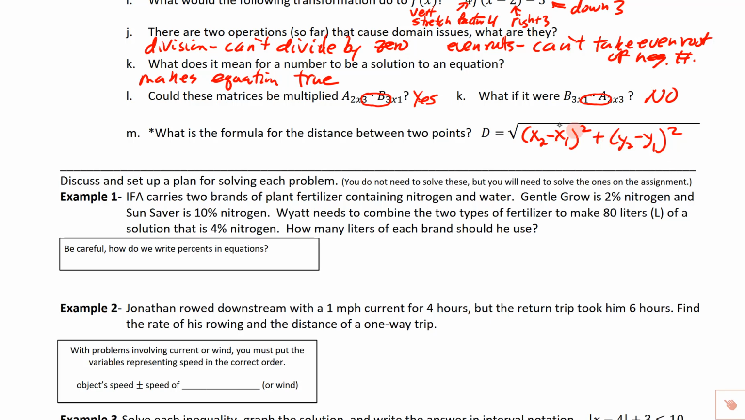One little caution about this, a lot of people will look at this and they'll say, hey, I remember about squares and square roots. They undo each other. You can't just eliminate these right here because these are not factors, okay? So you've got to be a little bit careful with that.